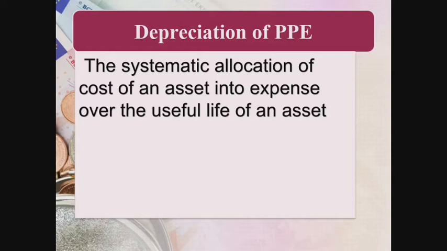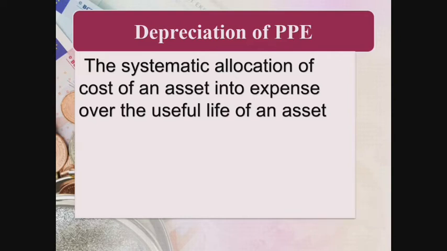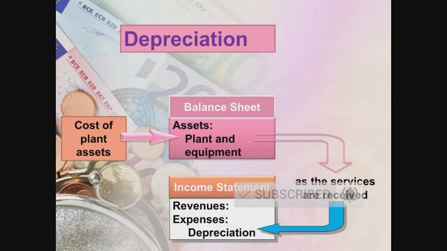of an asset. For example, you buy an asset and systematically with a certain percentage or with certain mechanism you depreciate its value. The asset gradually decreases its value due to some usage or wear and tear. So the gradual decrease in the value of the asset which you systematically allocate from asset to expense is known as depreciation. This diagram will help you to understand how it will be treated in accounting books.